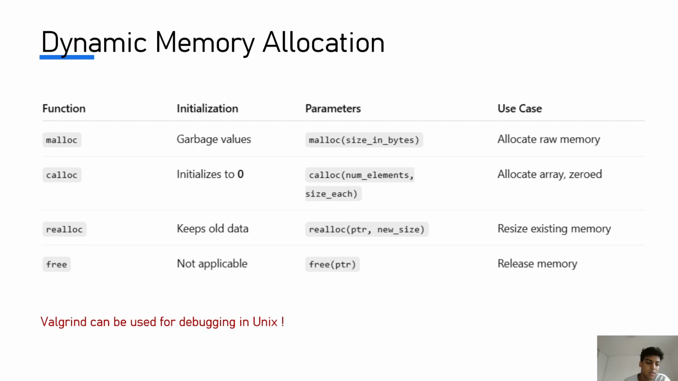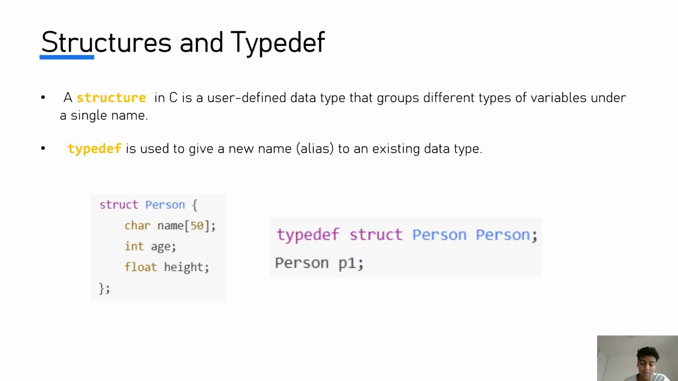In Unix, we can use a program called Valgrind for debugging and to find memory issues and things like that. In Windows, we cannot use this program, and also on Mac, we cannot use this one. So it's just for Unix programmers.